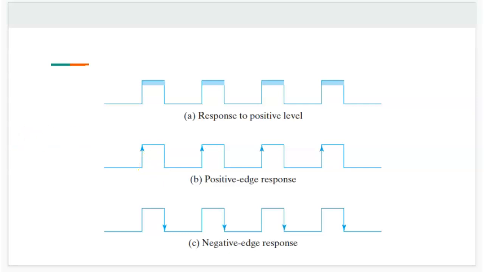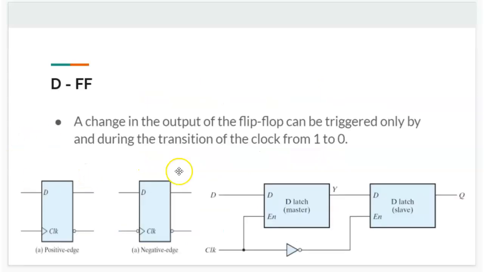And how do we do this? We'll see it here now. So this is actually a flip-flop. It's called D flip-flop, again derived from the data flip-flop, so data latch. A change in the output of the flip-flop here can be triggered only by the transition of clock from 1 to 0. We'll see how it works.